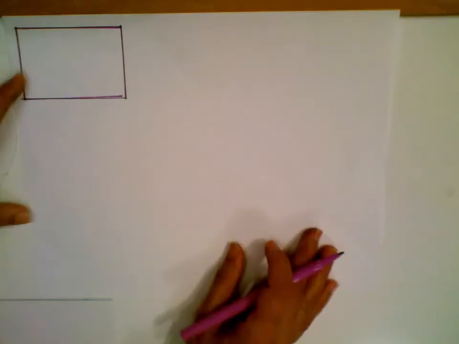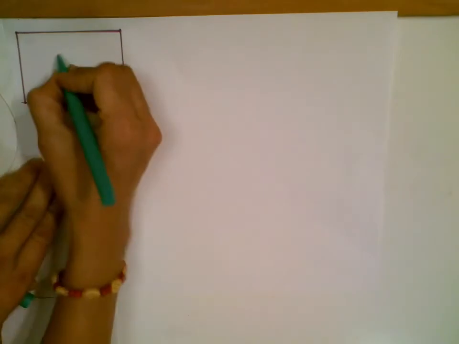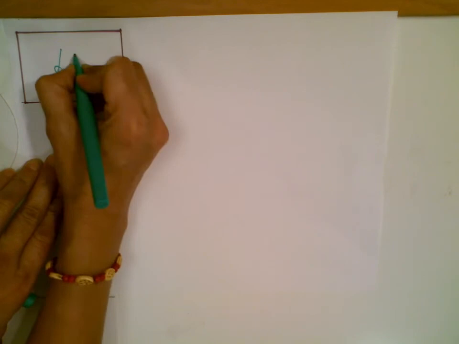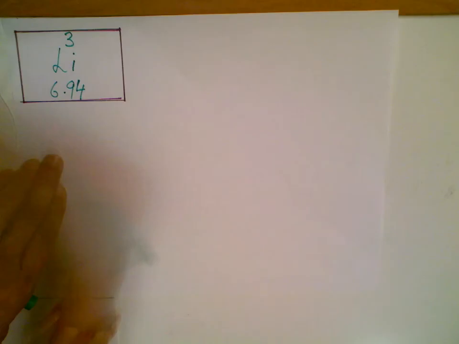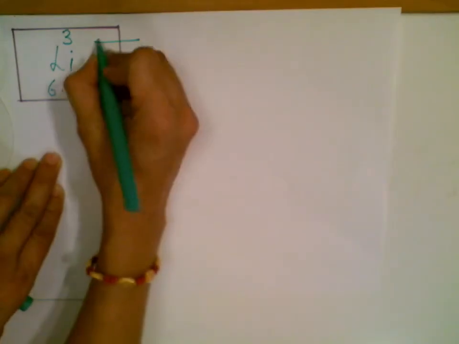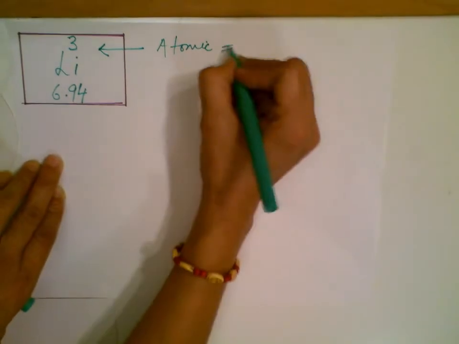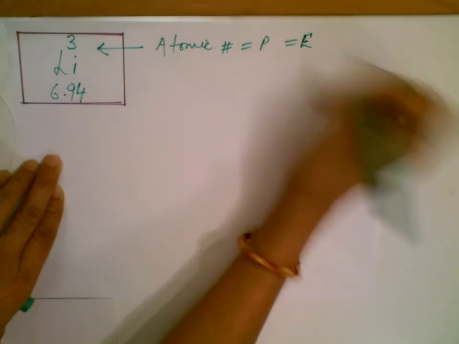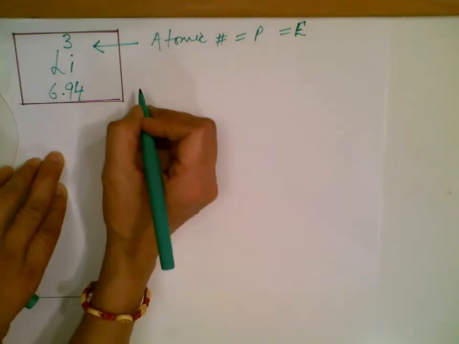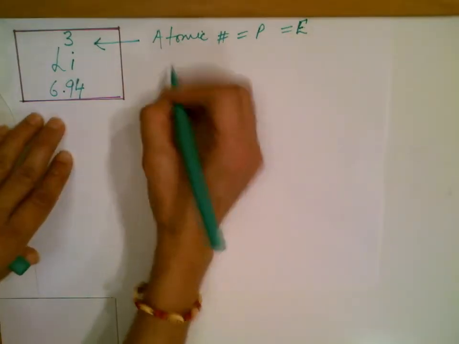How about, let's do lithium. Look at the periodic table. For lithium, 3 at the top, 6.94 at the top. So here, atomic number. Okay, this is also equal to the number of protons, and since it's a neutral atom, it is also equal to the number of electrons. All right, so we are just going to focus on the number of electrons at this time.